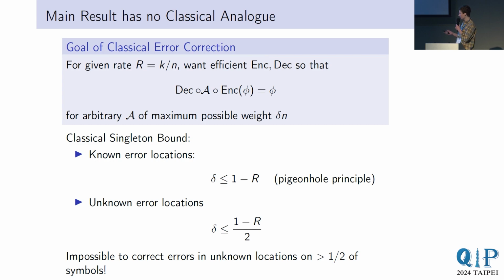So classically, this unknown error location bound is also very robust. We can never hope to get rid of this factor of 2. And quantumly, because the goalposts are shifted, because this bound is already 1 minus r over 2, we already have this factor of 2 loss, and so somehow quantumly, we don't have this impediment. It's a little strange, but it really is just a shifting of the goalposts.